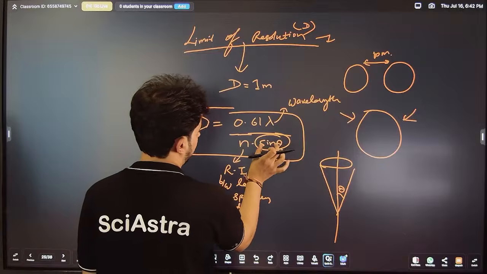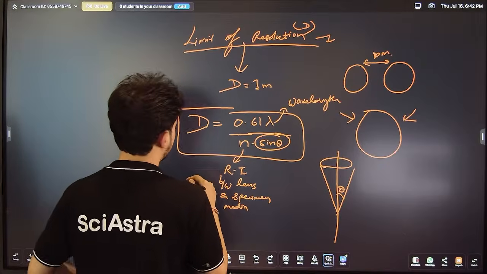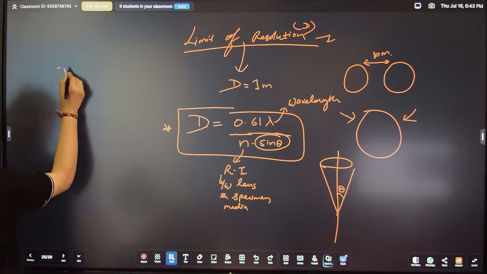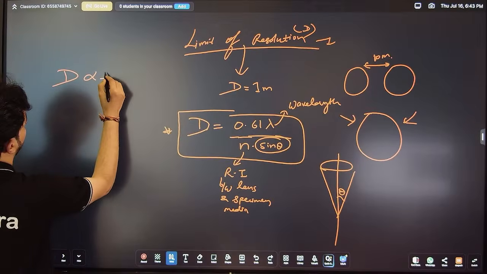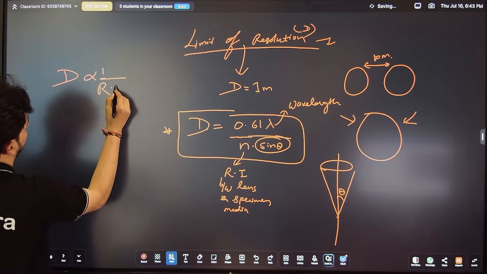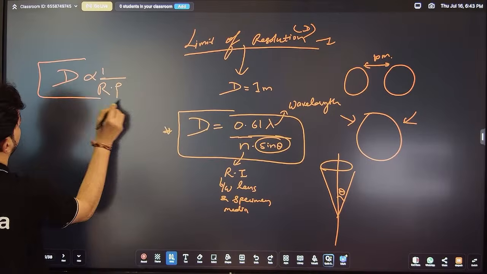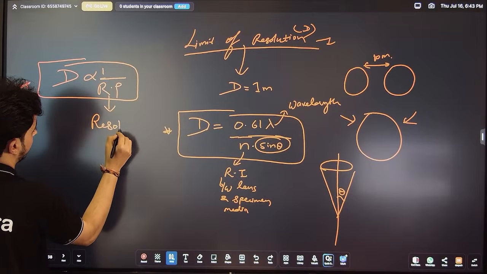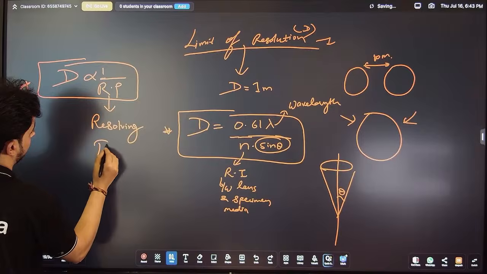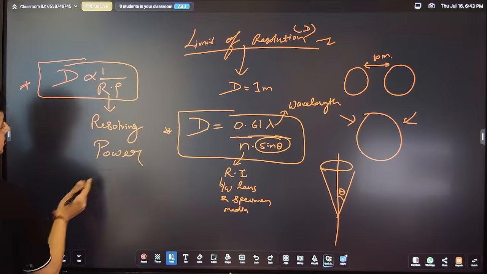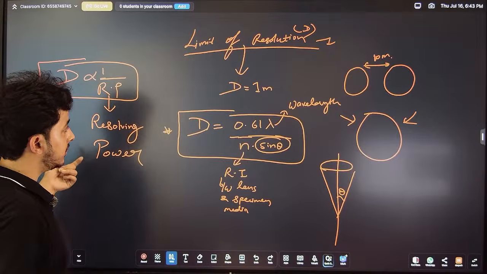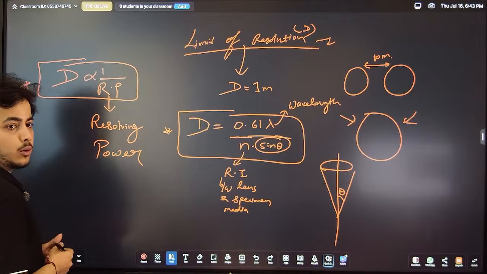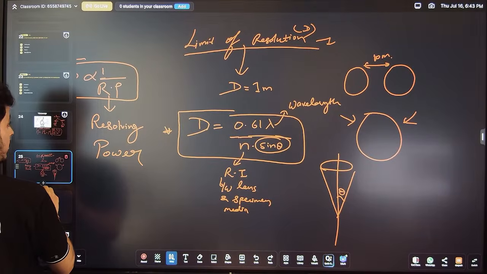So if you talk about this theta, there is a very important relationship that you should understand, that the limit of resolution is inversely proportional to the resolving power, okay. Limit of resolution is inversely proportional to resolving power. This is resolving power. So how we are saying this? I will make you understand this thing in a simple way.